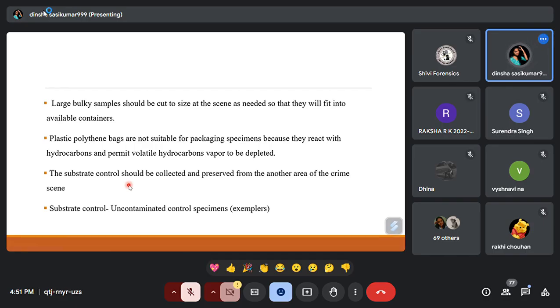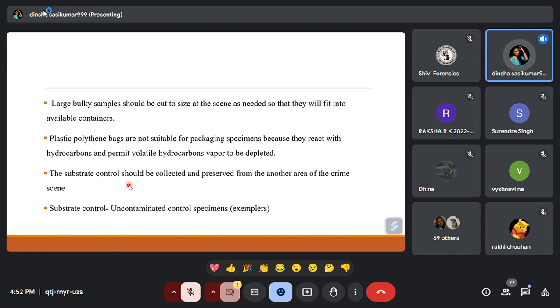Then plastic polythene bags are not suitable for packaging specimens because they react with hydrocarbons and they permit volatile hydrocarbon vapors to be depleted. So plastic polythene bags are not suitable for collecting the evidences from an arson scene because there's a chance of reacting with the hydrocarbons, and they will permit the volatile hydrocarbon vapors to be depleted. So these kinds of bags are not used for packaging evidences.